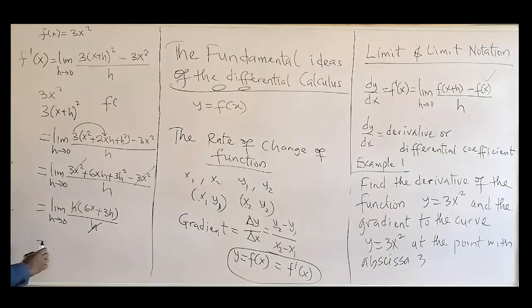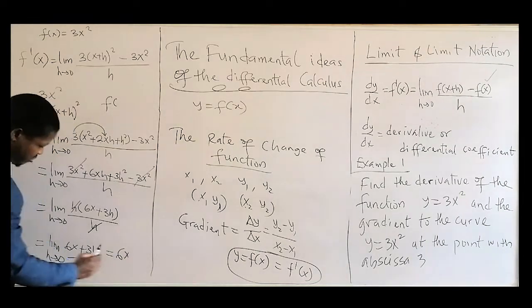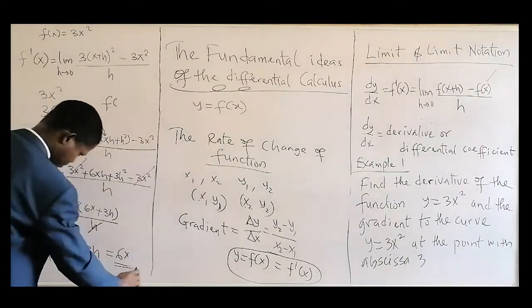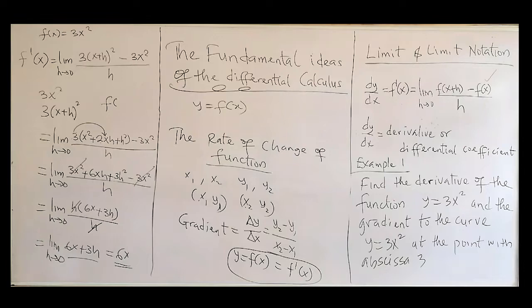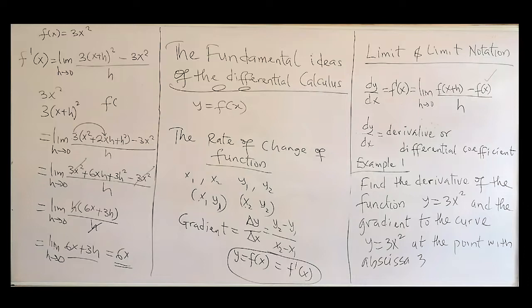Then finally, you have the limit as h tends to 0 of 6x plus 3h. And one thing about limits is that at your last point, after the algebra, you just substitute h equal to 0 into this expression. That is 6x plus 3 times 0, and that's 0. So the derivative, or differential coefficient, of that function is 6x.